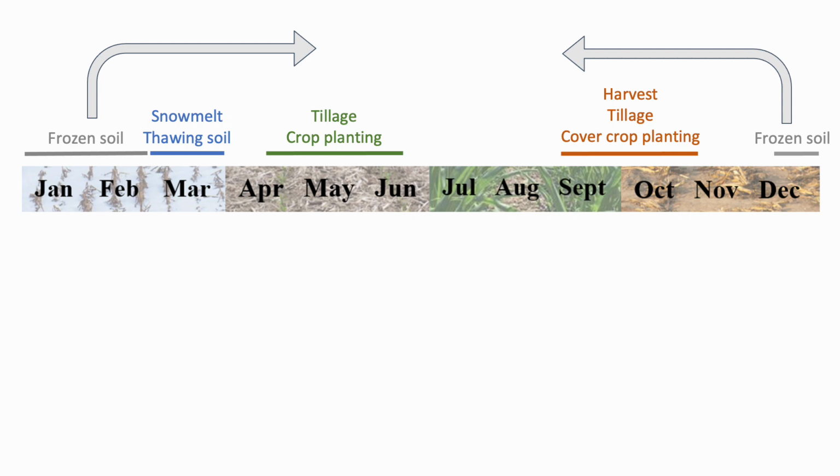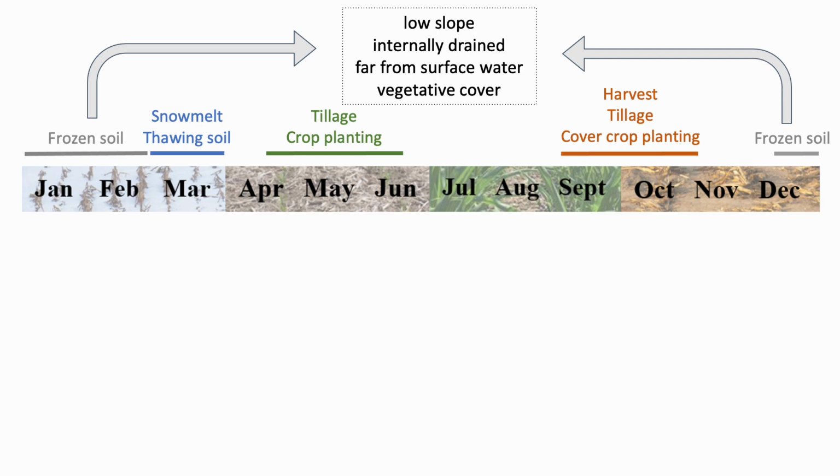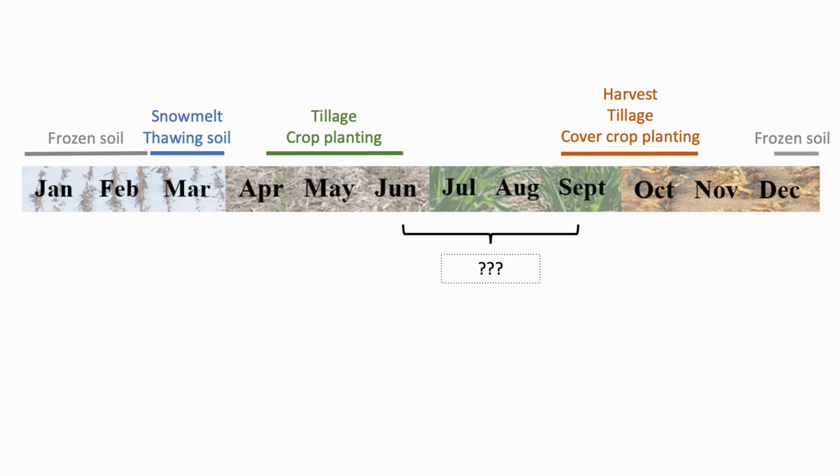If possible, it's best not to spread in the wintertime once soil is frozen. But if manure must be spread, choose a location with low slope, that's internally drained, that is far from surface water, and areas that have vegetative cover throughout the winter. Having multiple options and working to open other windows to spread manure is extremely valuable.